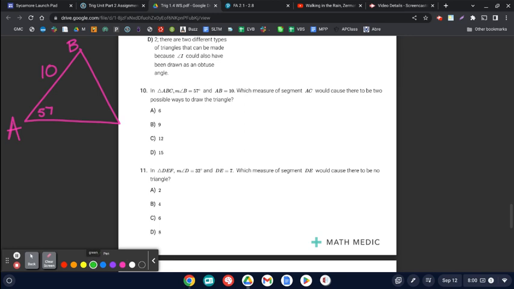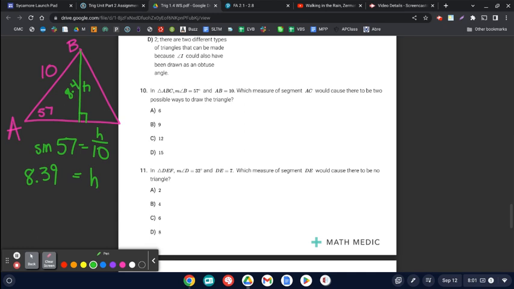Okay, so now what we need to know is what is the height or the altitude of this triangle. So we'll solve it by using sine. Sine of 57 is opposite, which is h, over hypotenuse, which is 10. Multiply both sides by 10, and you get h equals 8.39. So notice, I'm just going to call it 8.4 for now because that's all that we need to know for this problem.